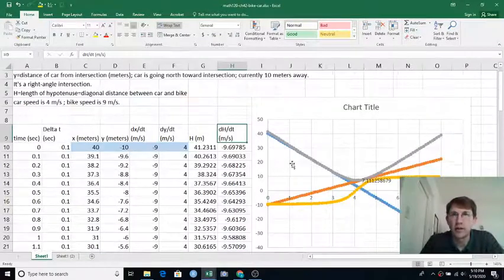So that's our graph of the two of them approaching each other and then passing, hopefully safely, only 7 meters apart, and then getting farther away from each other. So now let's go do that on paper.